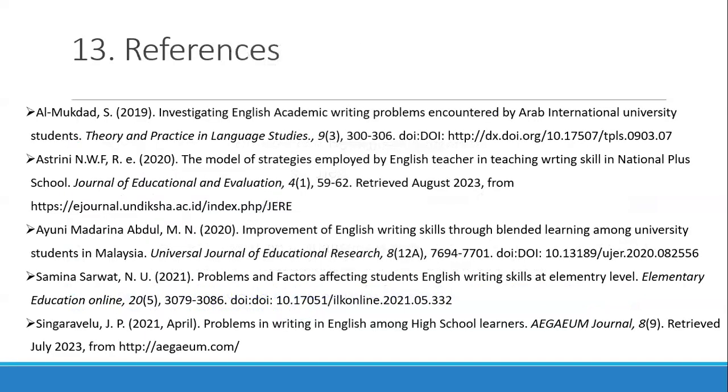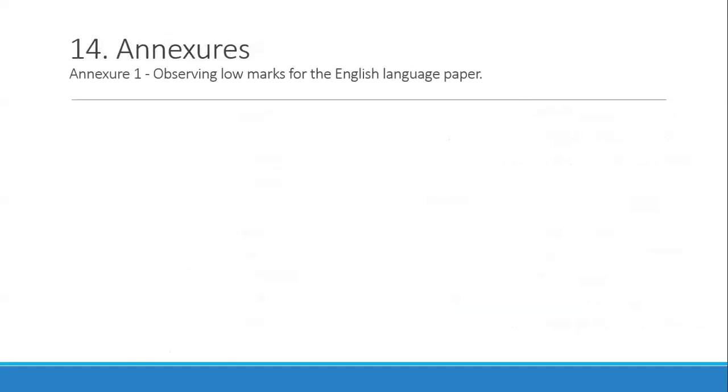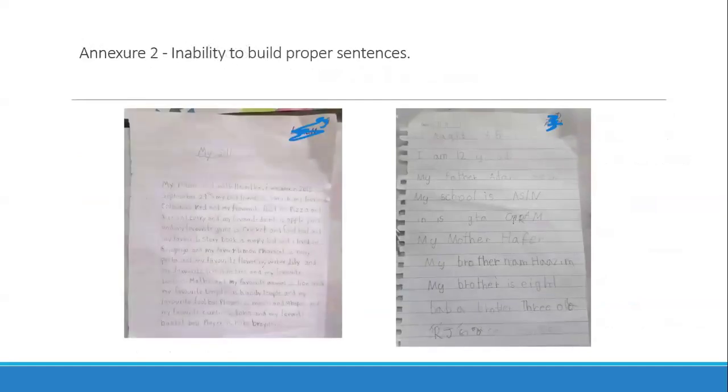These are the references. When you do the literature review, you have to have references in alphabetical order, APA 7 referencing, right? Okay. Then annexures also you can attach like this. Observation schedule, okay. Like this you can attach.